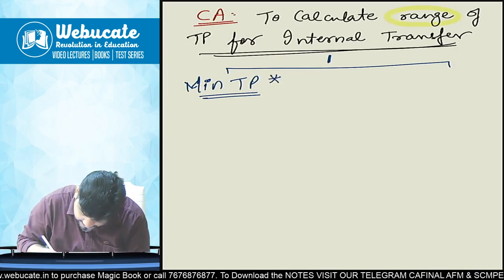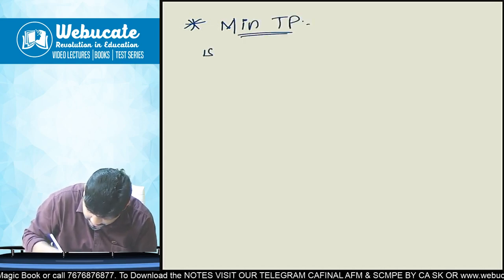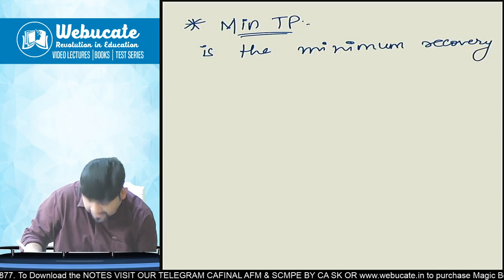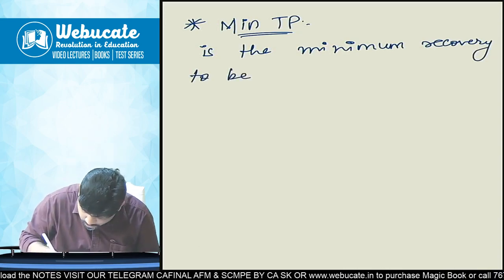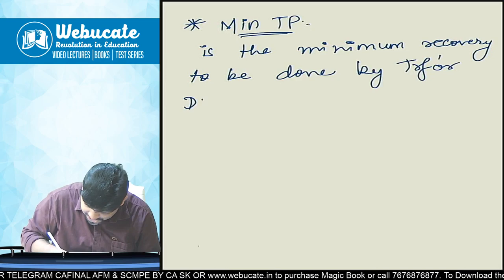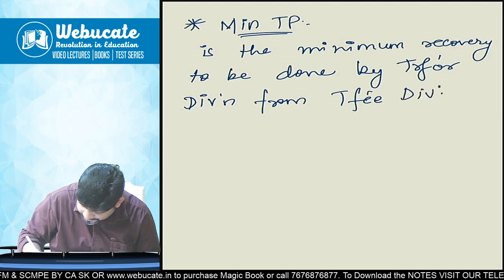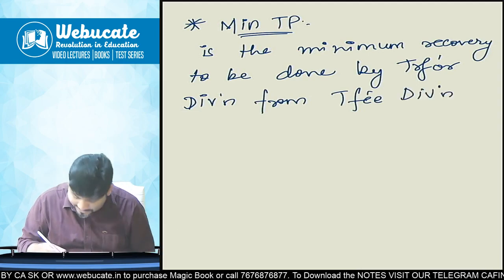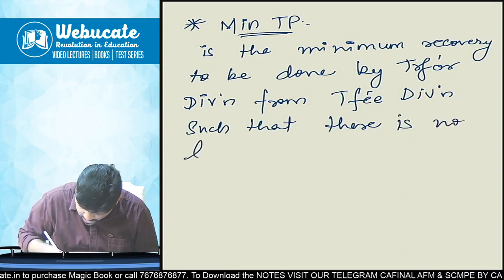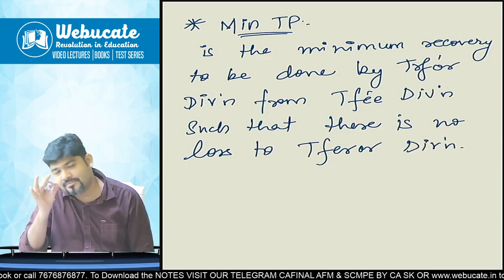If you want, I can dictate this to you. Minimum transfer price is the minimum recovery to be done by the transferor division from the transferee division, such that there is no loss to the transferor division. Minimum, that much has to be recovered.